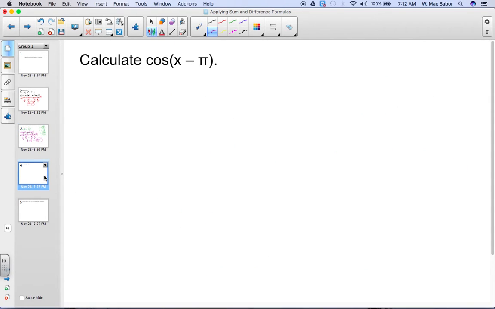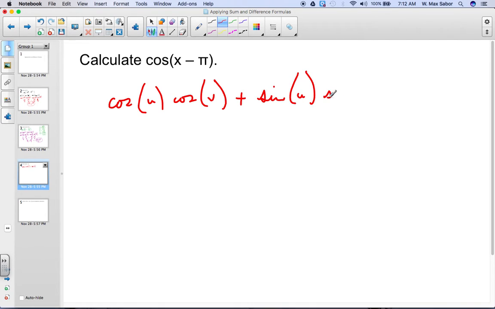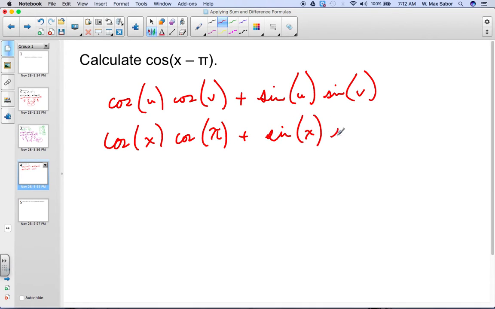We can do this with variables as well. So here it's very obvious what our u and v are. We're taking u as x, v is pi. So what was our formula for cosine as a difference? Cosine of u, cosine of v, plus sine of u, sine of v. So cosine of x, cosine of pi, plus sine of x, sine of pi.